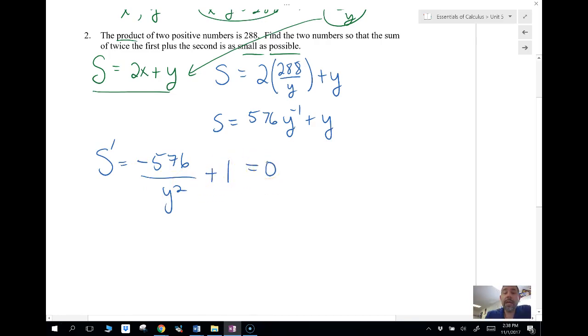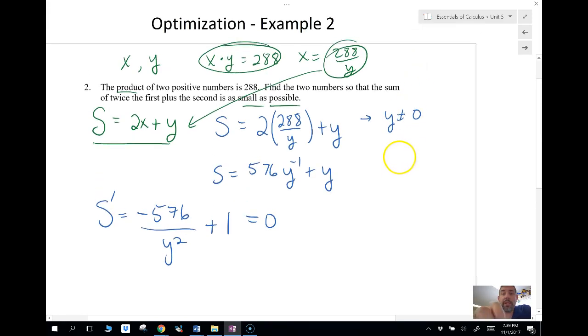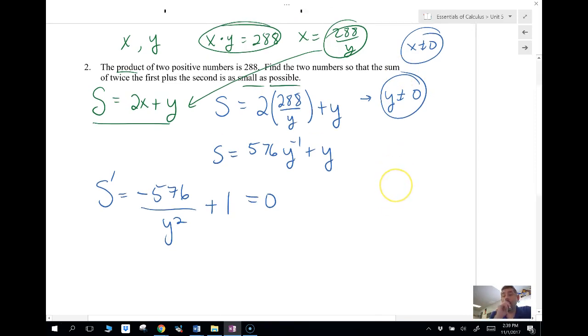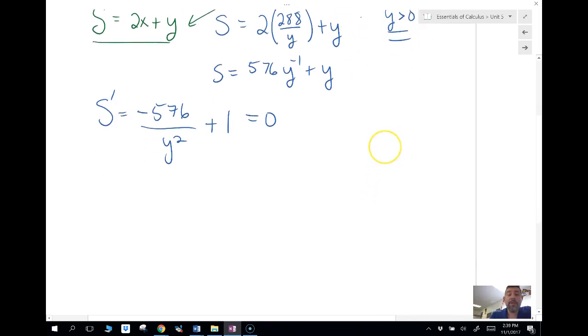So first of all, do I have any domain restrictions here? I do. y has to not be equal to 0. And the same thing works if I solve for x: x cannot be equal to 0. In fact, I'm talking positive numbers, so let's just make each of these greater than 0 right away. I'll have to know that once I finish my problem.